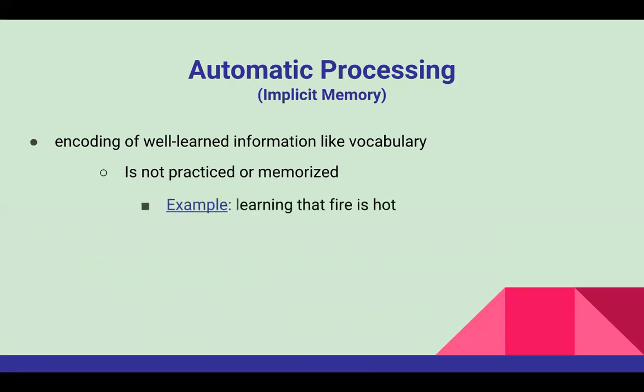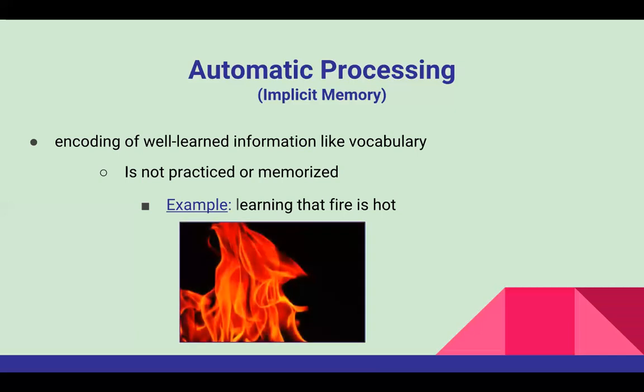The example used in the video is learning that fire is hot. Once we stick our hands in fire or touch something hot, we understand that information is coded so well. We just implicitly remember that fire is hot, or that the stovetop is hot, and we don't have to memorize it. We know from then on. And there's a picture of the fire, so you remember.